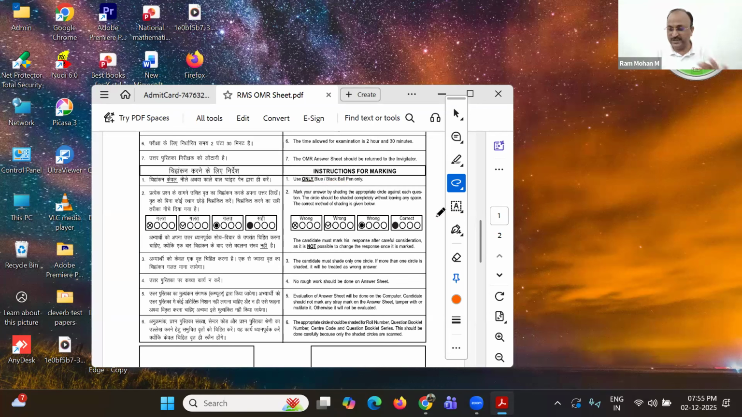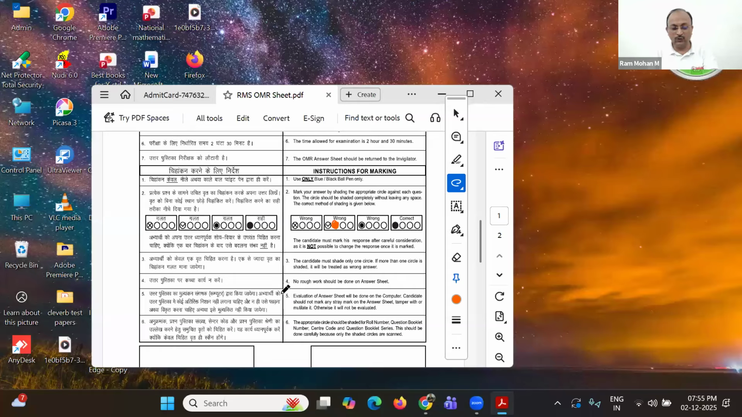Why? Because if you use gel ink, you will be filling this OMR sheet on the front side and the back side also. Here you will be doing the signature, or on the back side when you fill the OMR circle like this, the ink can spread to the other side and it may come out completely as dots here.